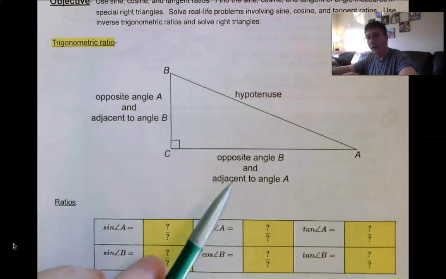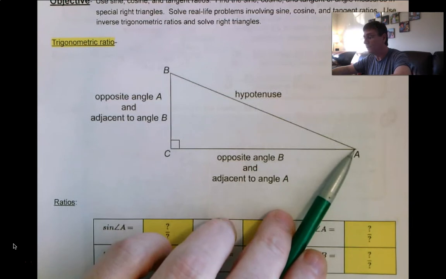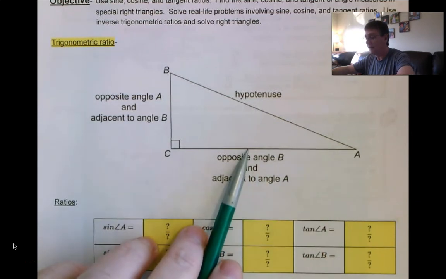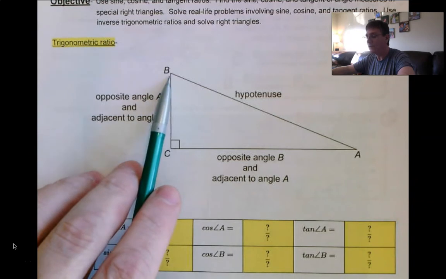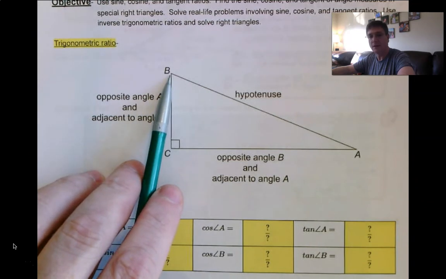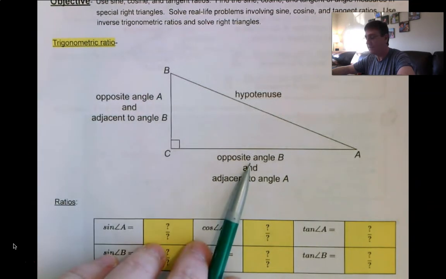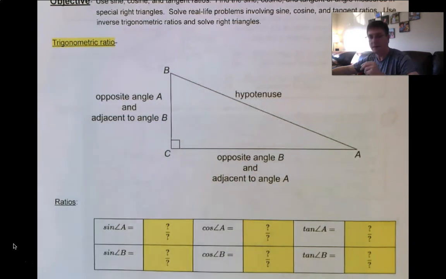Now, where you are becomes very important. If you're here at angle A, point A, then this leg here becomes adjacent to angle A. It's adjacent to where you are. But if you were over here at point B, angle B, then this same side, AC, is no longer adjacent to angle B, it's opposite angle B because of where you're standing, okay? And that's important for you to know.